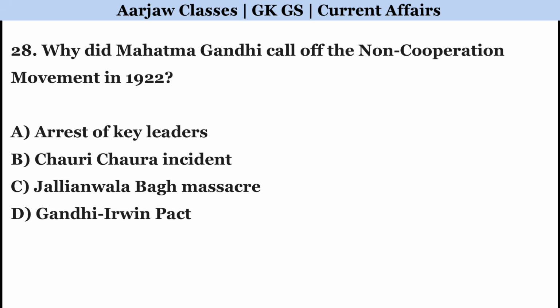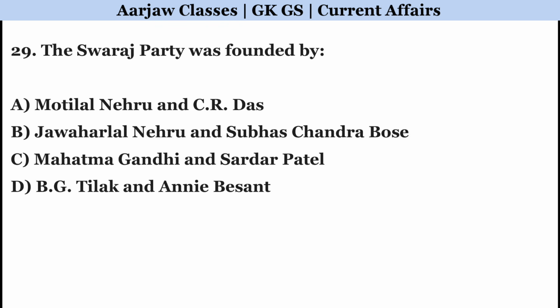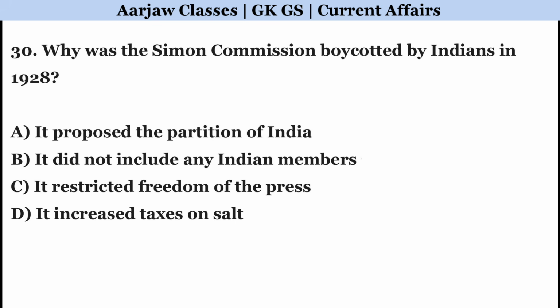Why did Mahatma Gandhi call off the non-cooperation movement in 1922? Correct option is B. Chauri Chaura incident. The Swaraj Party was founded by. Correct option is A. Motilal Nehru and C.R. Das. Why was the Simon Commission boycotted by Indians in 1928? Correct option is B. It did not include any Indian members.